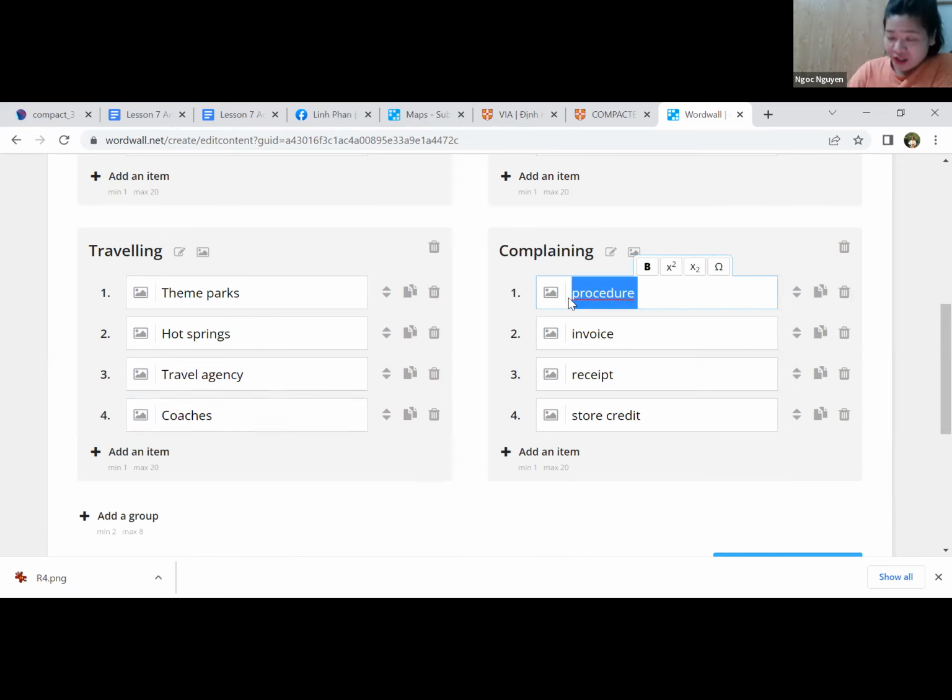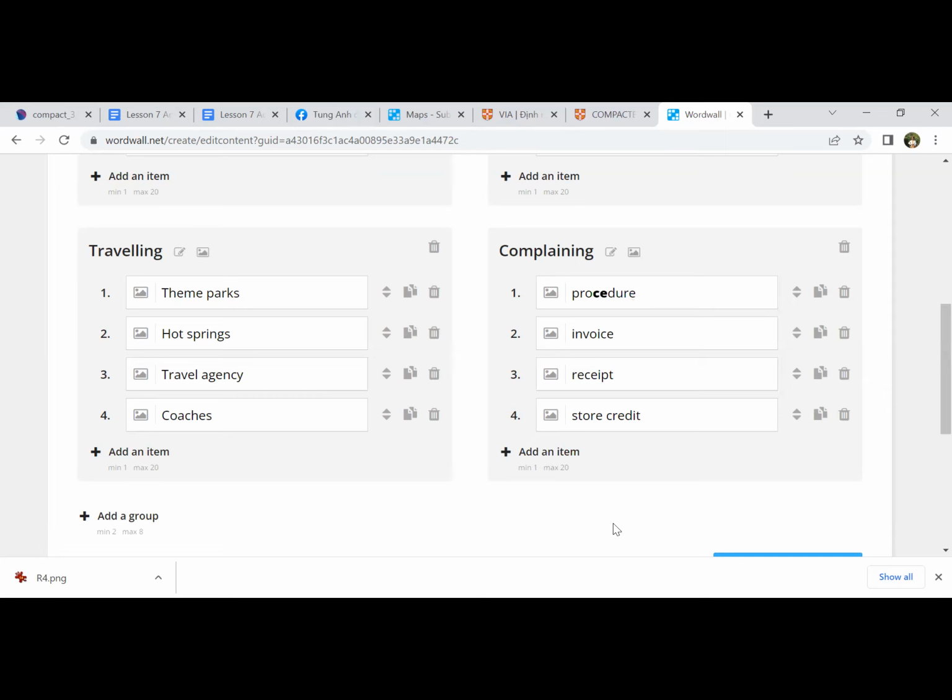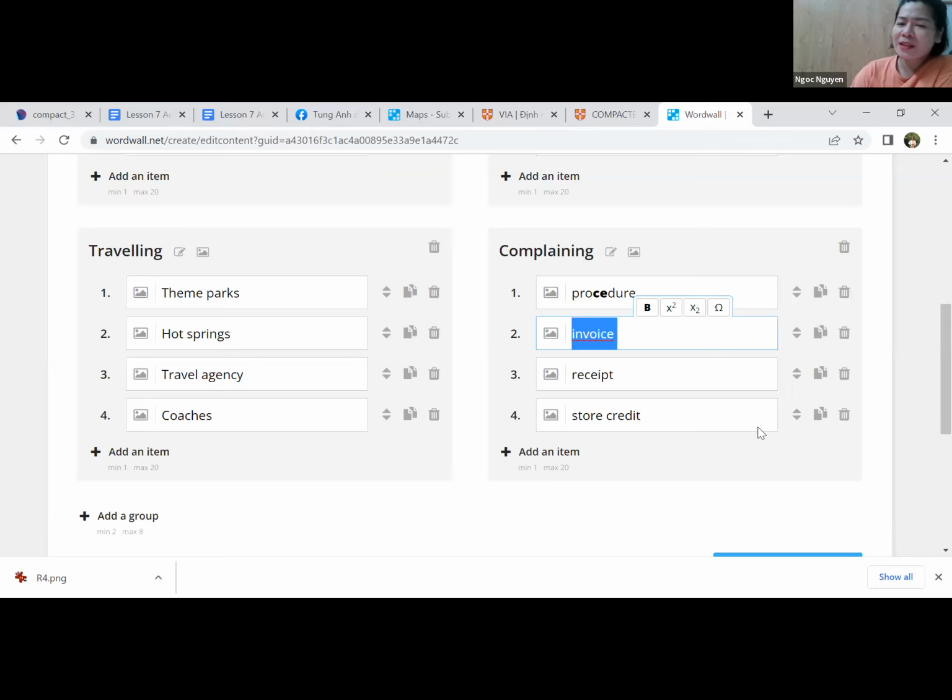So procedure. The stress is on the second syllable. What does it mean? I think procedure is kind of a process. When you want to do something, you have to give people the how-to. So I think procedure is a process of doing something. Exactly. Very good. A procedure is a process or a process of doing something, a series of steps that you have to follow when you do something. Very good.